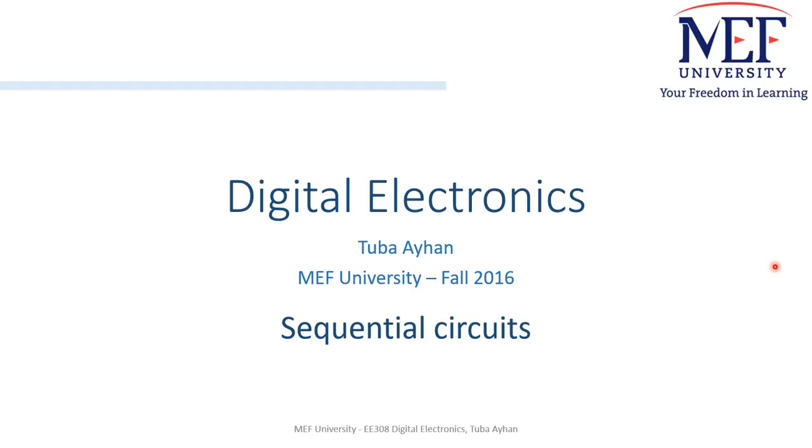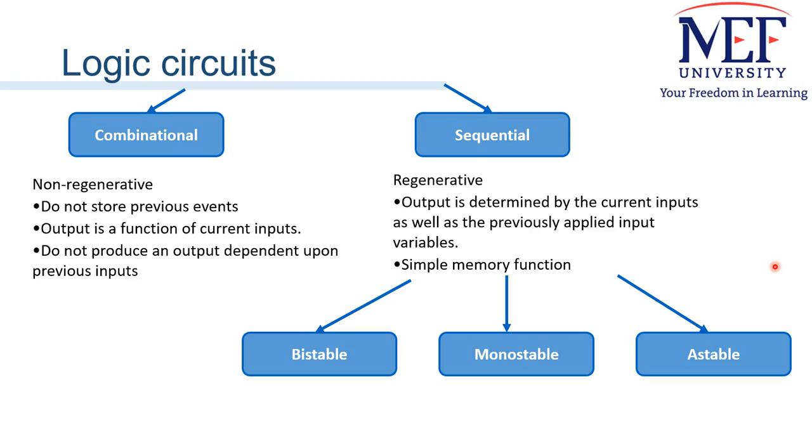Hello, this video is about sequential circuits. We have two types of logic circuits, one combinational and the second one sequential. Combinational circuits are also called non-regenerative, so they do not store previous events, and the output is a function of only current inputs. Combinational circuits do not produce an output dependent upon previous inputs.